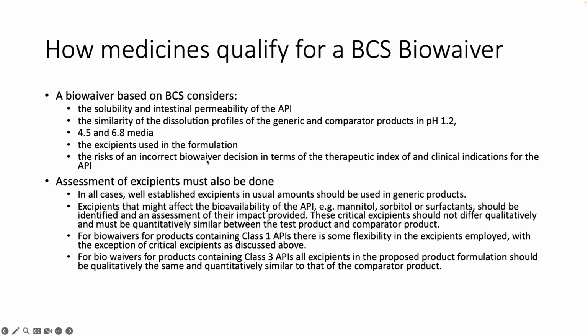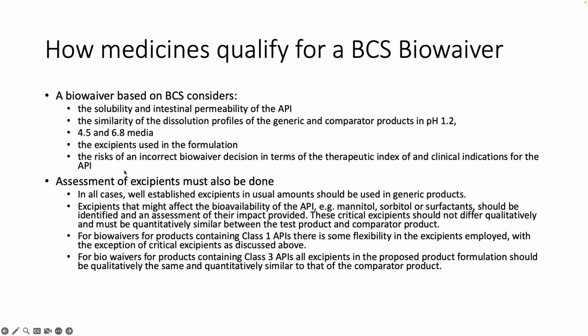And then, of course, the risk for an incorrect biowaiver decision in terms of therapeutic index and clinical indications for the API are also considered. If there are clinical proofs that there may be a narrow therapeutic index for the API, then it is carefully considered, and clinical evidence is also included in taking a judgment about that drug.